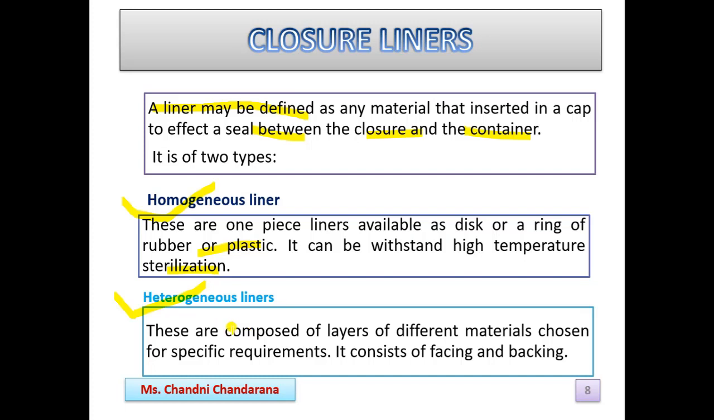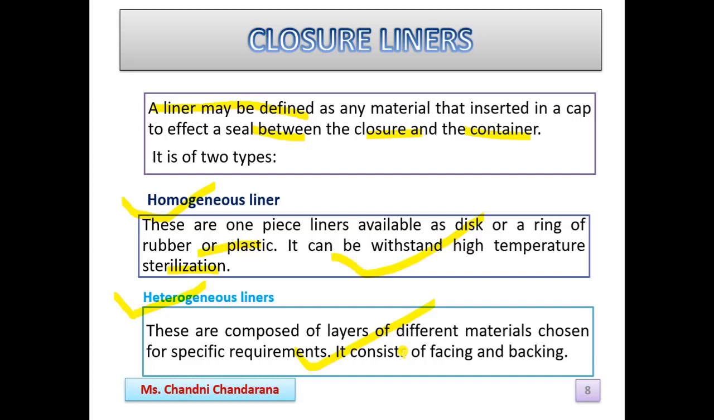And heterogeneous liners, so these are composed of layers of different materials chosen for specific requirements. Here it's available not as one piece, but as different layers. It consists of facing as well as backing. So these are the types of closure liners which will seal the container and closure.